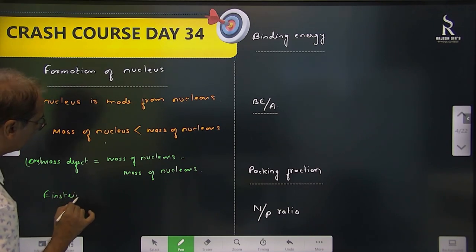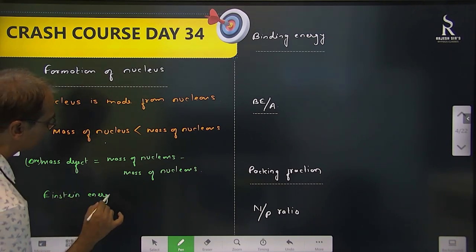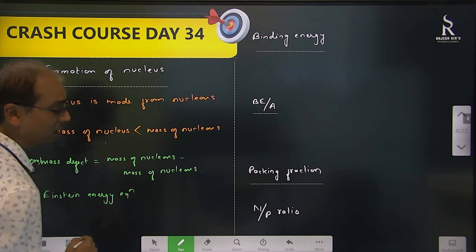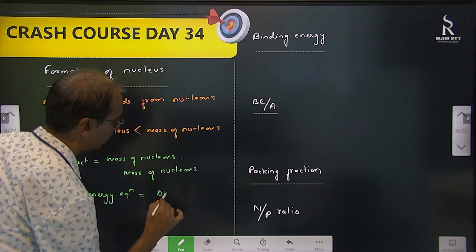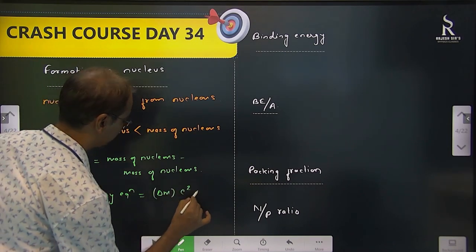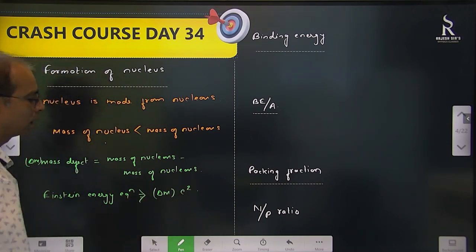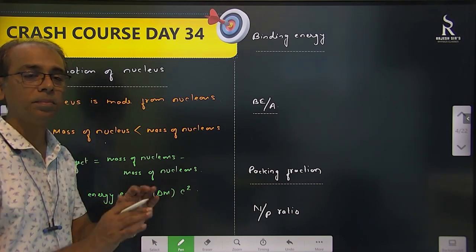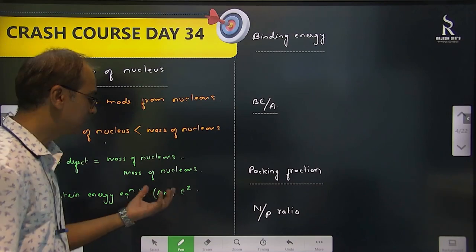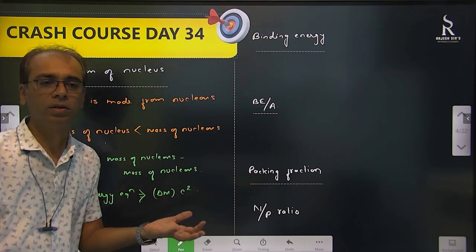Einstein's energy equation says that this mass is converted into energy, and that is equal to what? Delta M into C square. And this we call binding energy. What we are calling binding energy means this is the energy which is actually released.